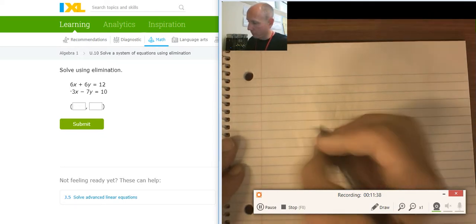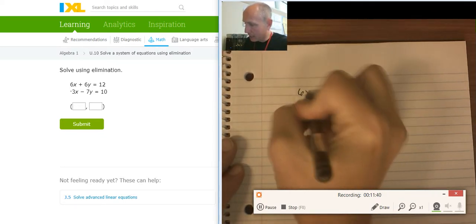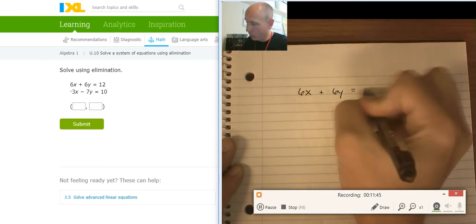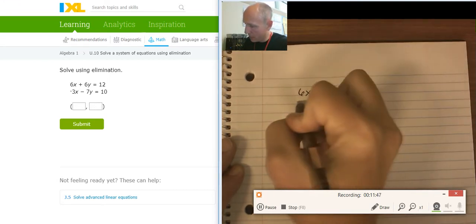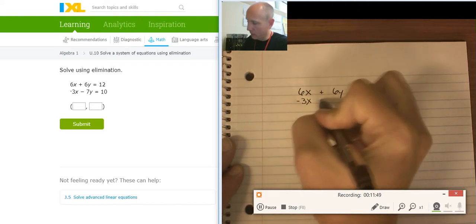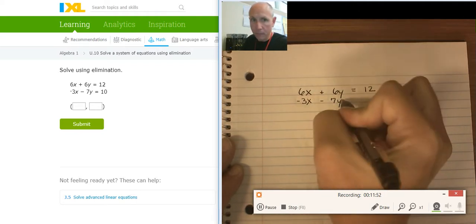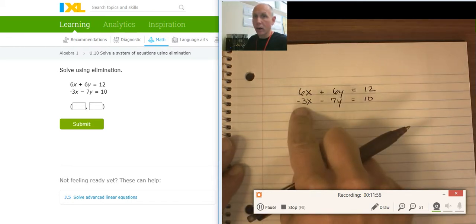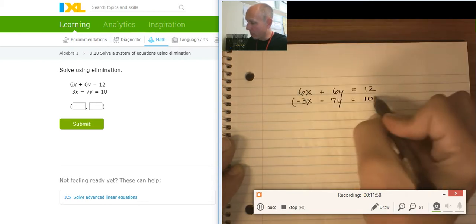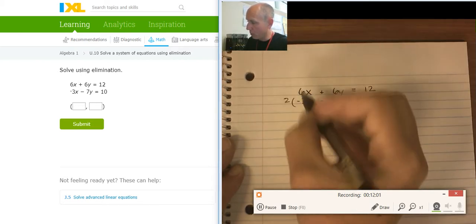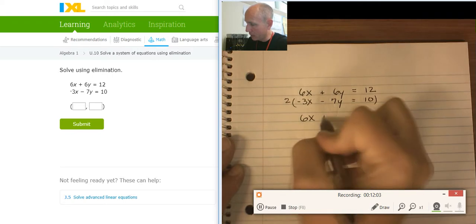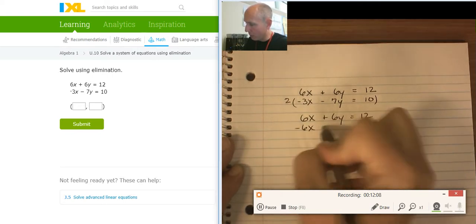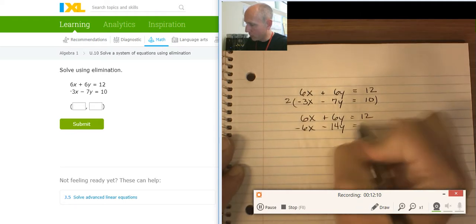Let's do this one. 6x plus 6y equals 12. Negative 3x minus 7y equals 10. The x's are setting up pretty nicely. I'm going to multiply the bottom by 2. What is that going to give me? Well, I still have 6x plus 6y equals 12 on top. But now I have negative 6x minus 14y equals 10 on the bottom.